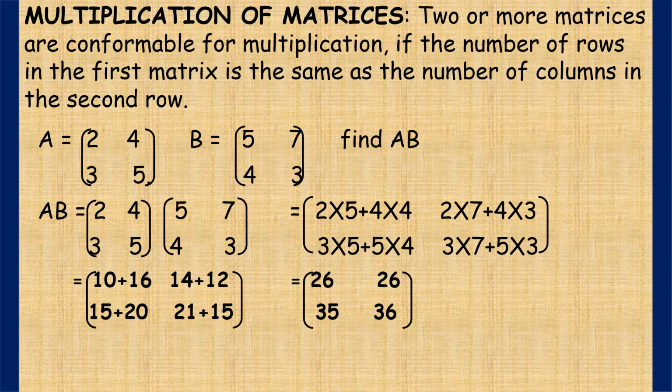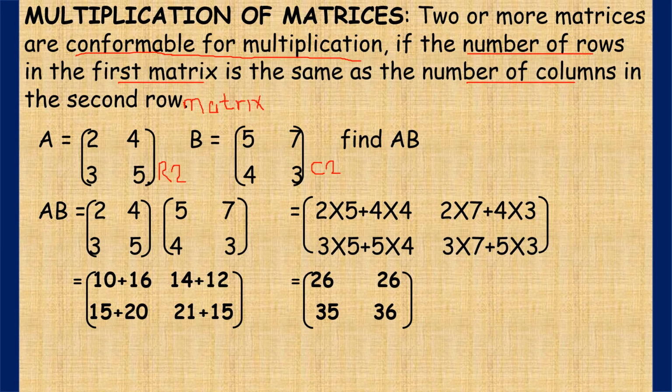Multiplication of matrices. Two or more matrices are conformable for multiplication if the number of columns in the first matrix is the same as the number of rows in the second matrix. This is the second matrix. So what do we mean by this? If you look at matrix A, it is 2 by 2, and the number of columns here is 2, then matrix B, the number of rows is 2. So that means we can do what? We can multiply them together.